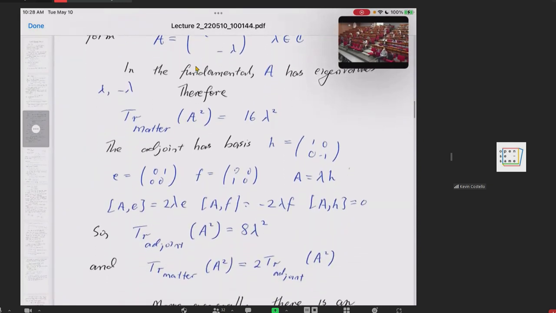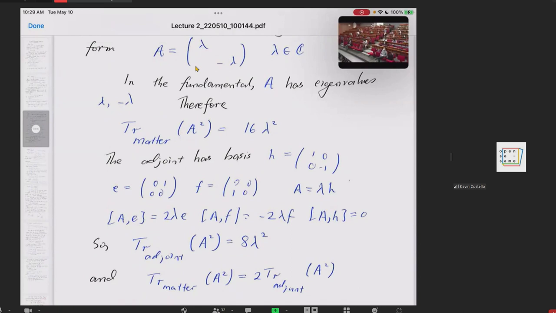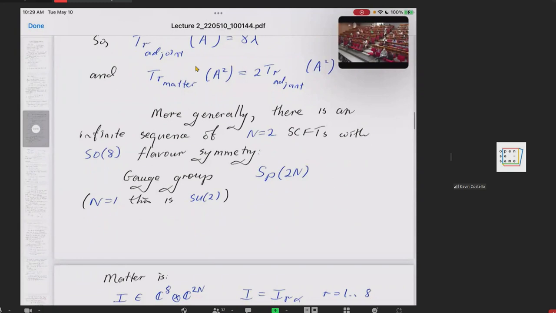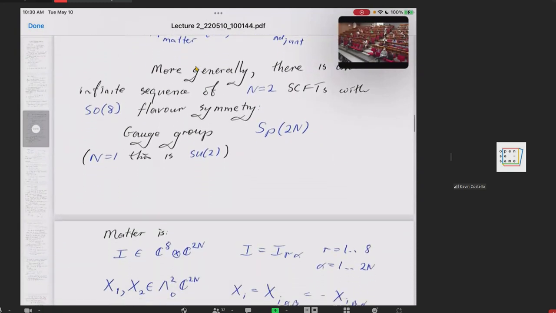Let's compare this to the adjoint. In the adjoint representation, we can take this basis H, E, and F, given by these matrices, where H is diagonal and E and F are upper and lower triangular. And the commutation relations tell us that the eigenvalues of A in this basis are 2, minus 2, and 0. Therefore, the trace of A squared is 8 lambda squared. And therefore, the trace in the matter is twice the trace in the adjoint. Okay, so that was a little elementary computation of the absence of the BRST anomaly in that case.